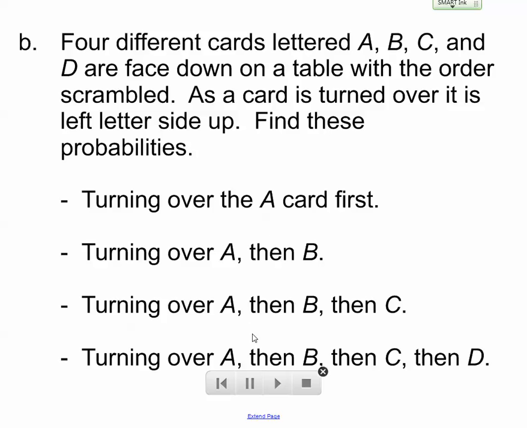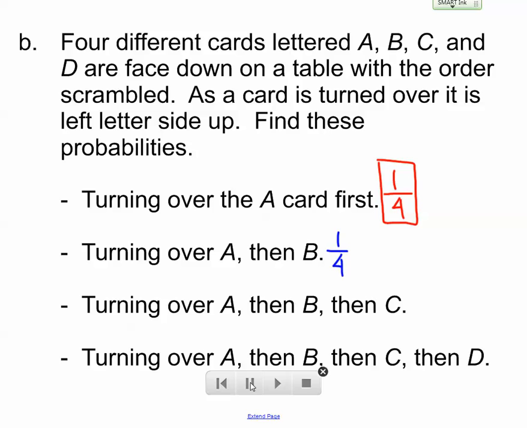What's the probability of turning over the A card first? Well, there's 4 cards we can choose from. Only one of them is an A. So that's real easy. The probability of turning over the A first is 1/4. Now, what's the probability of turning over the A, leaving it face up, and then turning over the B? Well, a little bit of work to do this one. The probability of turning over the A is 1/4.